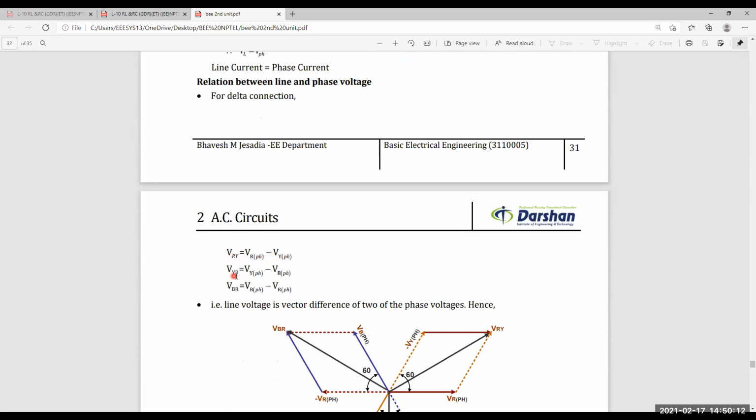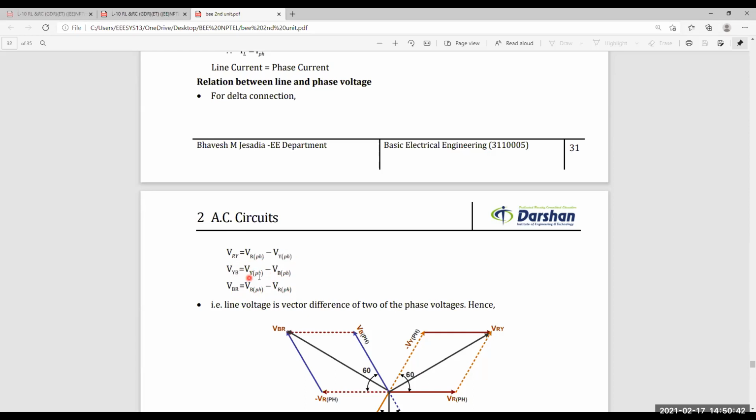VYB is nothing but Y phase minus B phase. First R, then Y. That's why VRY is equal to VR minus VY. VYB is equal to VY minus VB. VBR is equal to VB minus VR. So that's why VRY is equal to VR phase minus VY phase, VYB is equal to VY phase minus VB phase, and VBR is equal to VB phase minus VR phase. Okay.